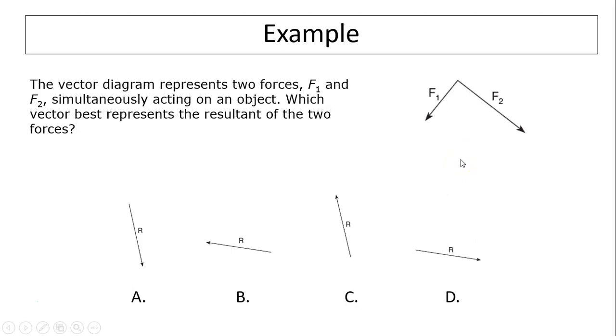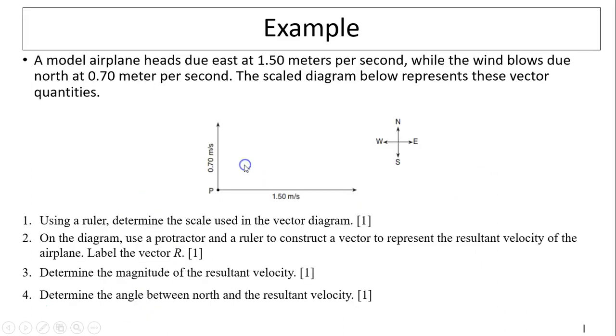Let's do an example. The vector diagram is given to you of two forces, F1 and F2. We learned in the last chapter that force is a vector. So here is vector force 1 and vector force 2, simultaneously acting on an object. Which vector represents the resultant? This is tail to tail, so we need to draw a parallelogram. The resultant is your diagonal. As you can see, A is your resultant.